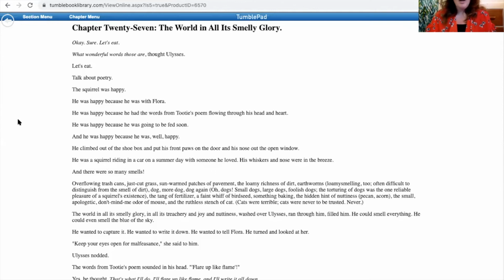Pecan, acorn, the small apologetic don't mind me odor of mouse, and the ruthless stench of cat. Cats were terrible. Cats were never to be trusted. Never. The world in all its smelly glory, in all its treachery and joy and nuttiness, washed over Ulysses, ran through him, filled him. He could smell everything. He could even smell the blue of the sky.